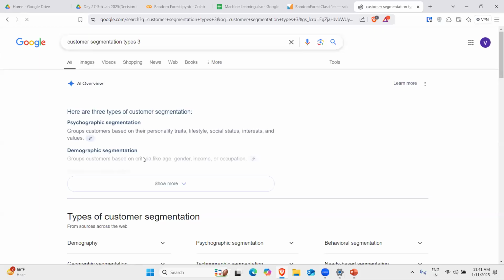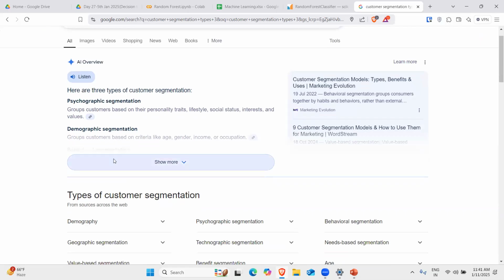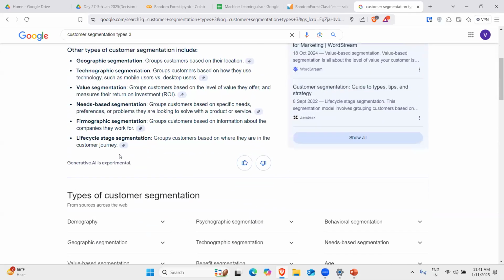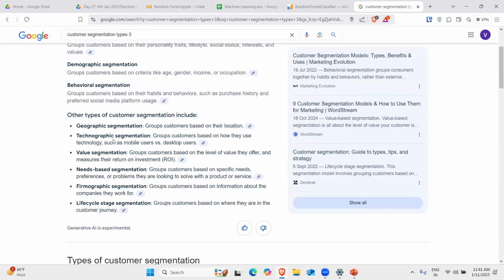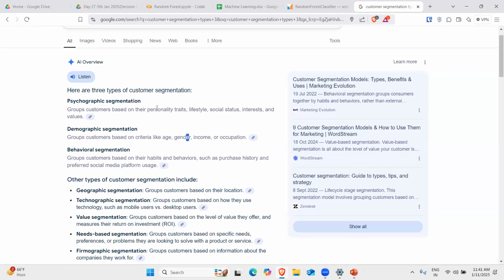We have psychographic, demographic, and behavioral. Behavioral is based on the actual pattern displayed by the consumer, right? Attitudinal means it is based on the belief or the intent of people, which may not translate into similar actions. And demographic groups based on certain criteria like age, gender, income, and occupation. So you can consider these three: psychographic, behavioral, and demographic.